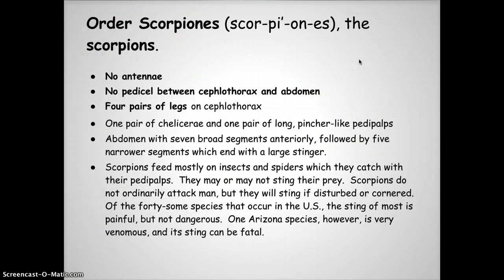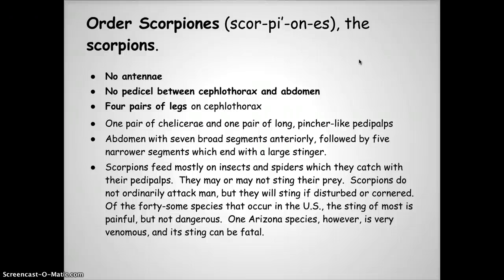And the last group we're going to talk about here is the scorpions. Again, they have no antenna and no pedicel between the cephalothorax and abdomen. They have 4 pairs of legs on the cephalothorax. One of their pairs of mouth parts, so remember they have 2 appendages for mouth parts, becomes the pincher-like claws that we see. But in that pair of mouth parts is the pedipalps.